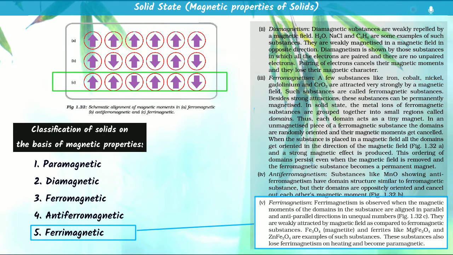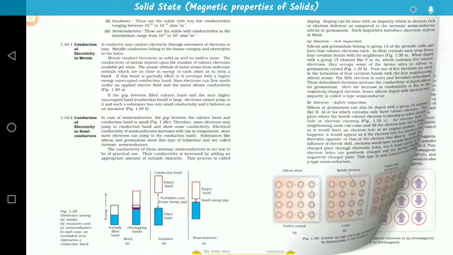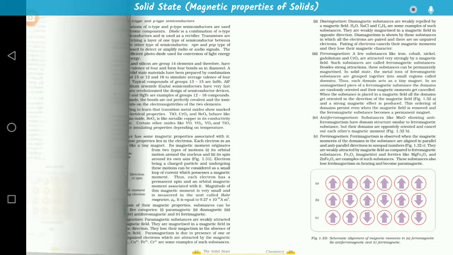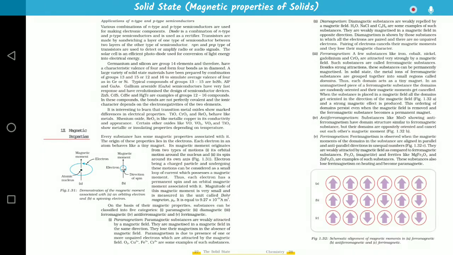Interestingly, these ferrimagnetic substances lose their magnetic properties on heating, and they behave like paramagnetic substances if you heat them, because the applied heat randomizes the magnetic moments. So this is all about the different categories of solids classified on the basis of magnetic properties. Hope you understand all of them.